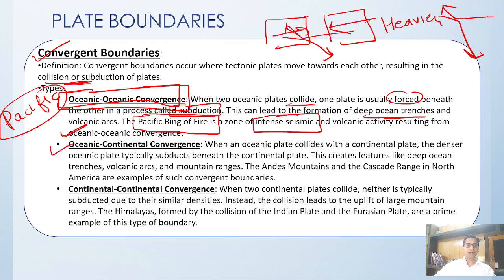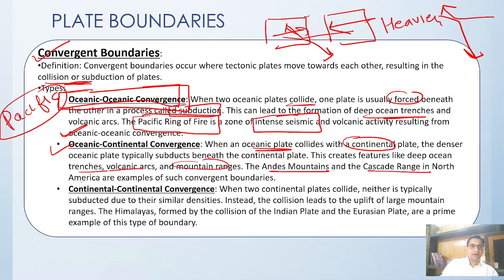Then we have ocean-continental convergence. An ocean plate collides with a continental plate. The ocean plate is denser, so it goes down beneath the continental plate. It creates volcanic arcs, trenches, and mountain ranges. The Andes Mountains and the Cascade Range in North America are examples of that.